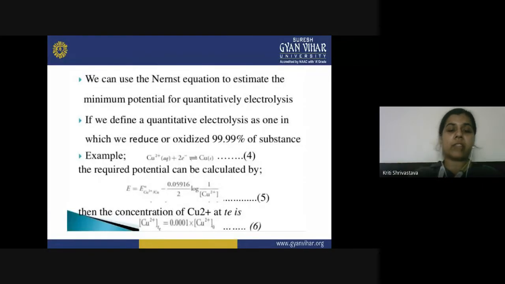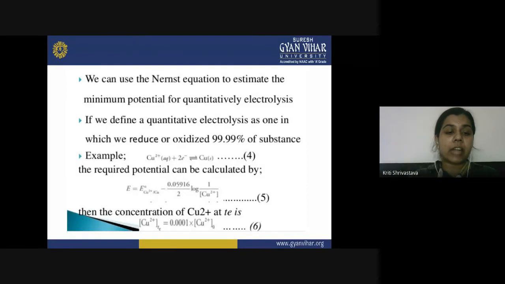Now we can use the Nernst equation to estimate the minimum potential for quantitative electrolysis. Like we have seen in the controlled potential electrolysis, we have to set our potential at such a value that only the analyte will be electrolyzed. So how will we calculate that potential value? What should be the potential value for such a condition? We can do that calculation by using the Nernst equation.